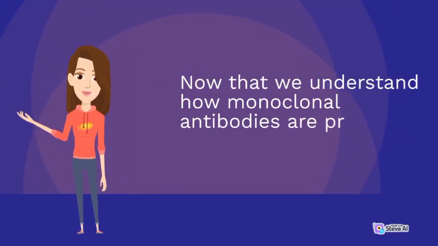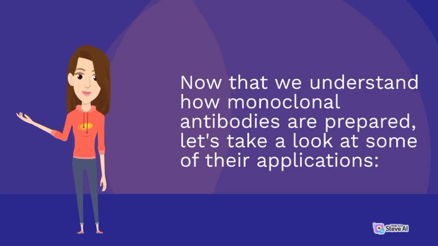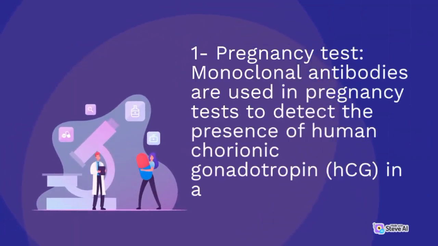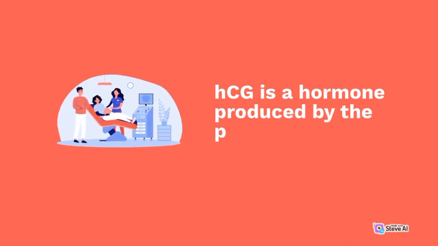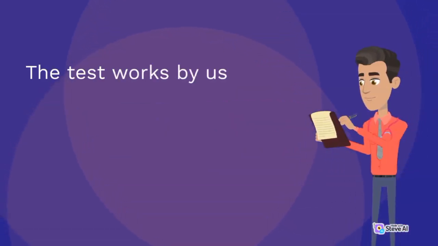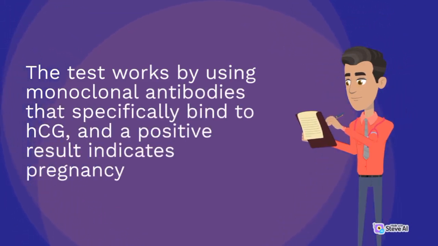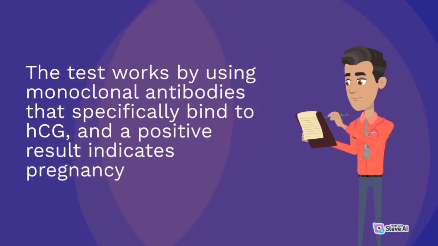Now that we understand how monoclonal antibodies are prepared, let's take a look at some of their applications. 1. Pregnancy test. Monoclonal antibodies are used in pregnancy tests to detect the presence of human chorionic gonadotropin, HCG, in a woman's urine. HCG is a hormone produced by the placenta during pregnancy. The test works by using monoclonal antibodies that specifically bind to HCG, and a positive result indicates pregnancy.